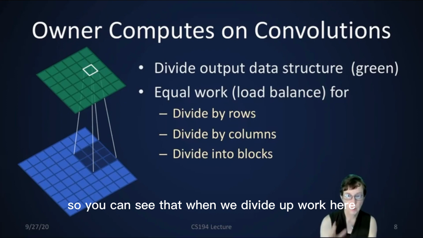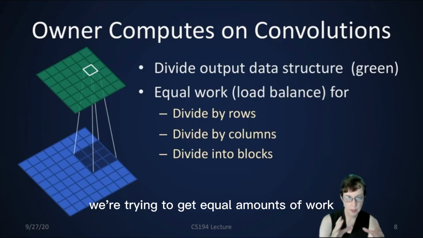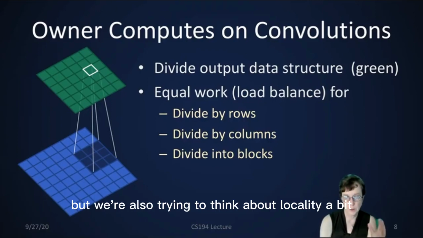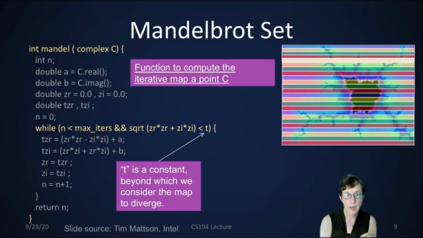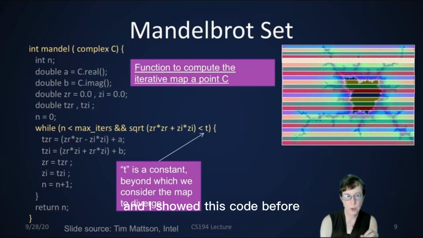So you can see that when we divide up work here, we do worry about load balancing. We're trying to get equal amounts of work implicitly in this, but we're also trying to think about locality a bit. Mandelbrot set is an interesting one, and I showed this code before.